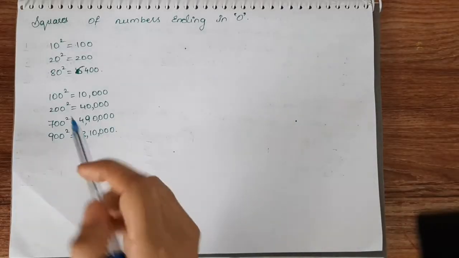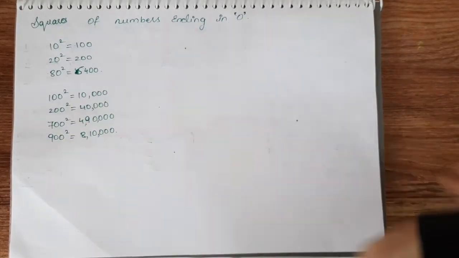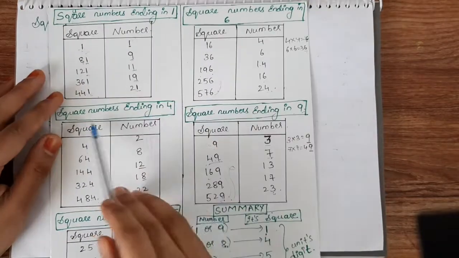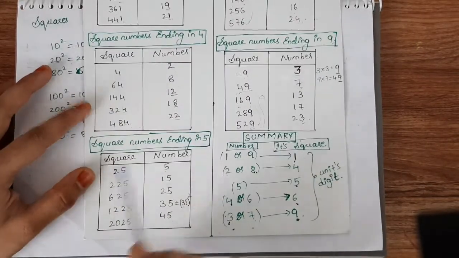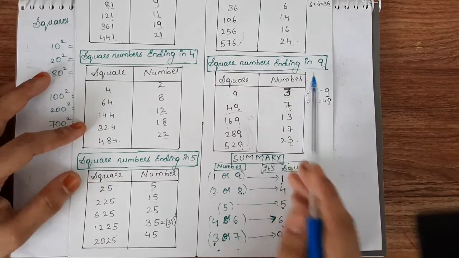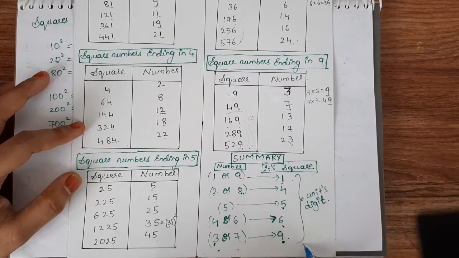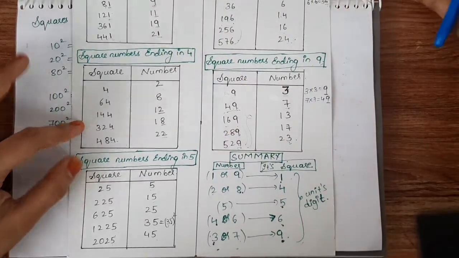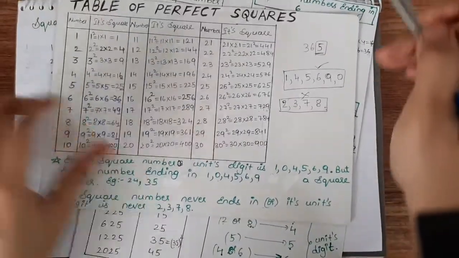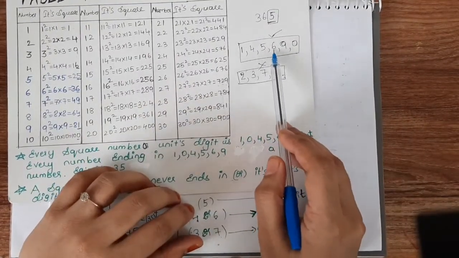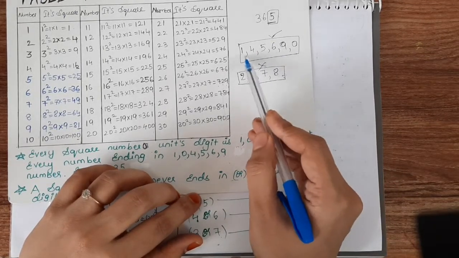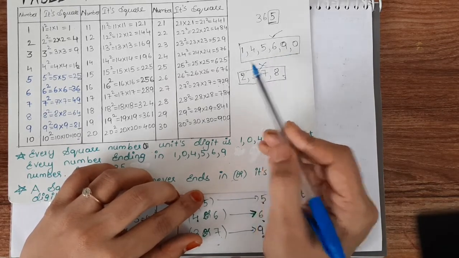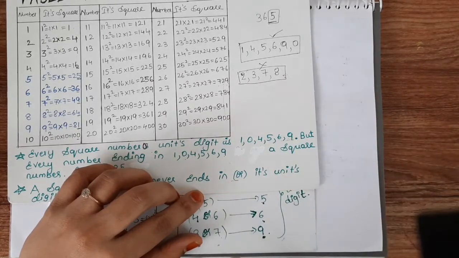Now we will see the next concept, which is squares of numbers ending in 0. We have already seen square numbers ending in 1, ending in 4, ending in 5, ending in 6 and ending in 9. We have also seen the summary. Square numbers will only end in these digits: 1, 4, 5, 6, 9, 0. We have already seen the relationship between the number which has these digits and the square of the number. Both the units digits we have seen.